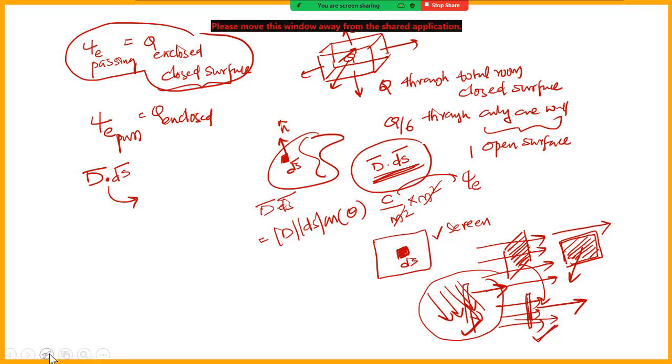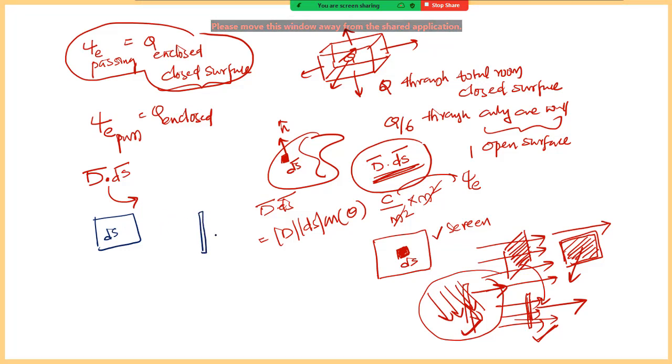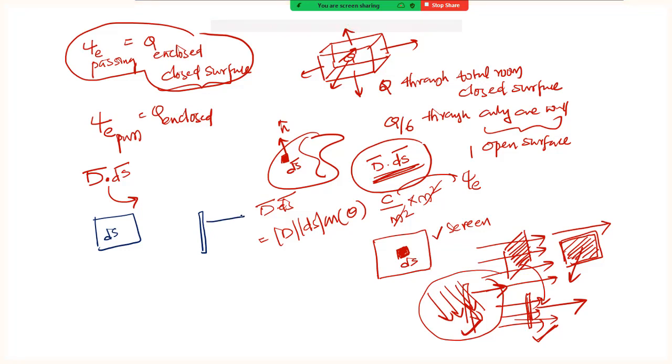So once again I will repeat that one because it is the first time we are dealing with the dot product. So see carefully. This is the surface ds, but we can't understand it in this manner, so you rotate that one. This is the side view of the surface. What is the direction of the surface? Perpendicular to this one. So this is the direction of the surface.